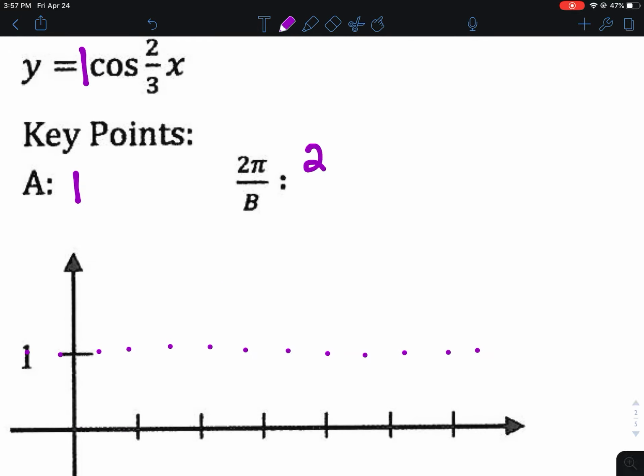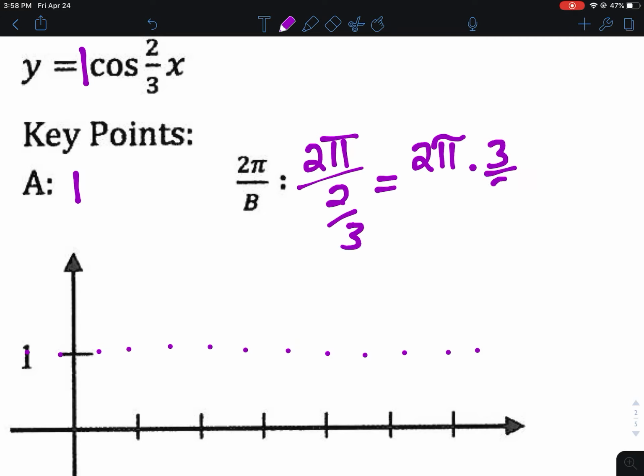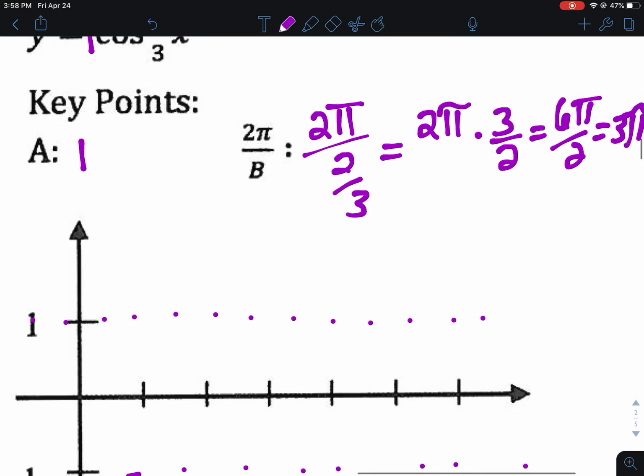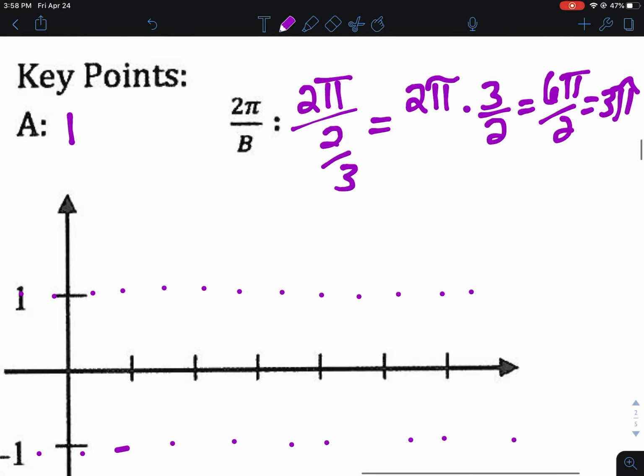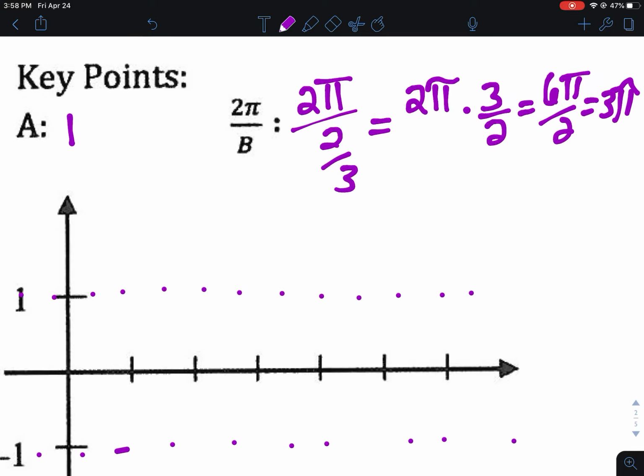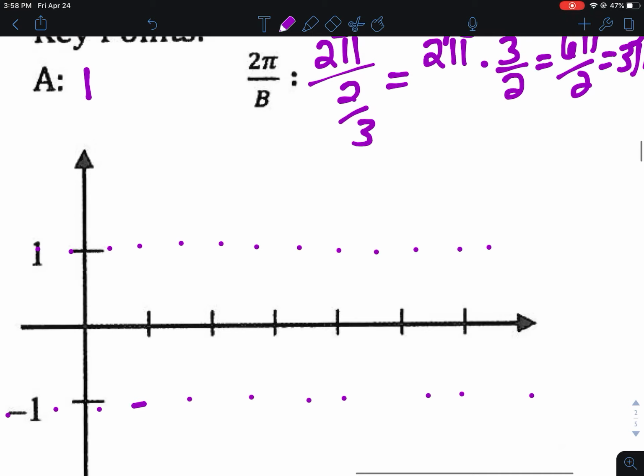And then the period is going to be 2 pi divided by 2/3. So when we divide by a fraction, that's the same as multiplying by the reciprocal. So it'd be 2 pi times 3/2, or 6 pi over 2, or 3 pi. So that's a really big period. 3 pi is much bigger than the normal 2 pi, right? So this is going to be one of those functions that's a little more spread out.